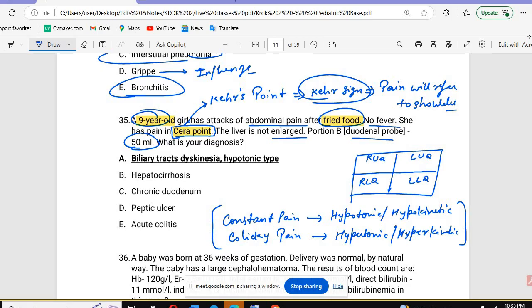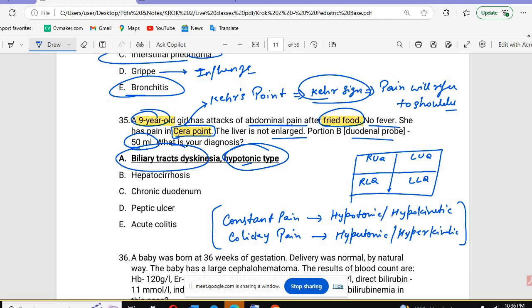They have not mentioned what kind of pain, so you will consider it constant pain, because after fried food they have the pain, so it will be constant. If it were colicky pain, they would mention colicky pain. The pain is at Kehr's point, liver, portion B is on. So this is related to the biliary tract, and we call this hypotonic type. If it is colicky pain, then it is the hypertonic type.